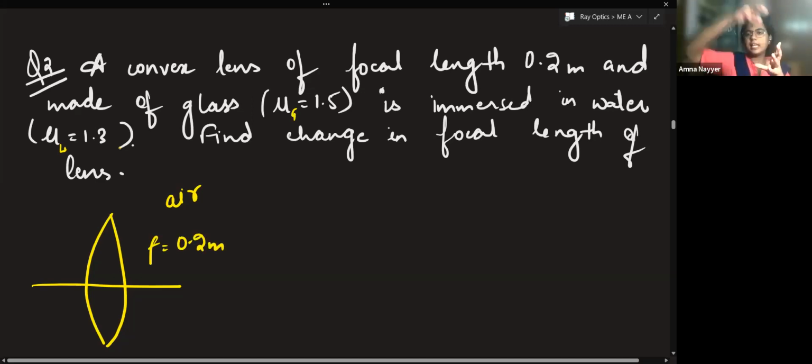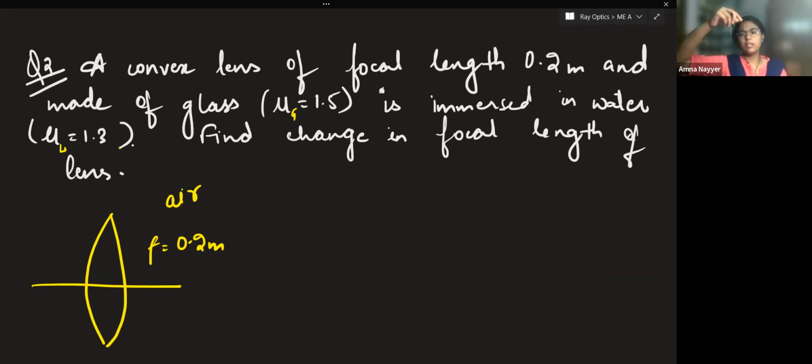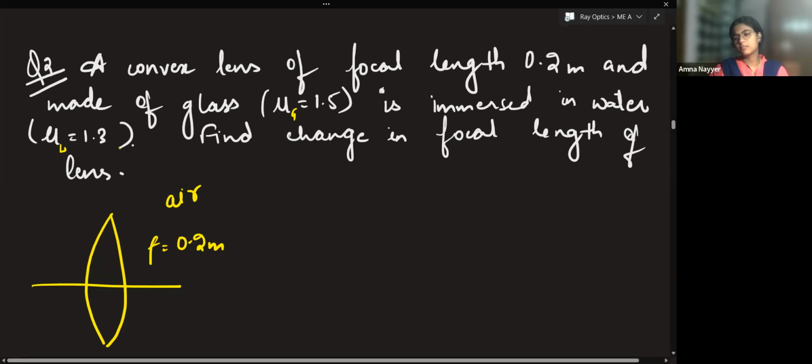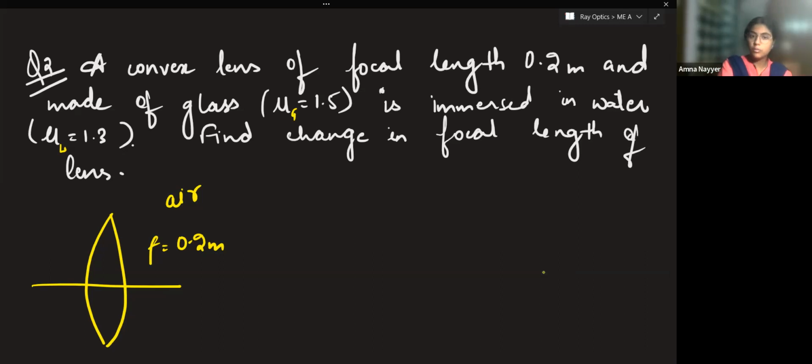Now if this lens is dipped into water, medium will become what? Water. If you dip this convex lens into the water, the medium changes and it becomes the water. So that's why a new focal length will generate. So the difference in the focal length is asked to be calculated. See, 1/f is what? We'll start with lens maker formula.